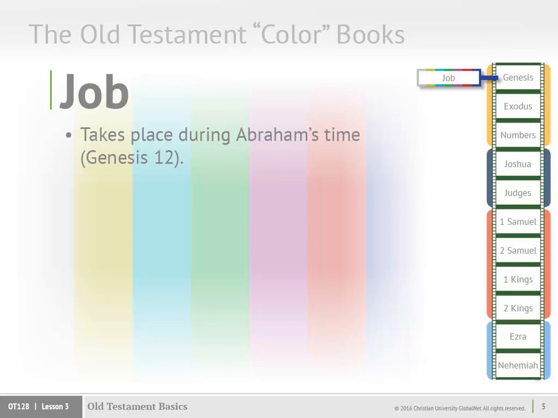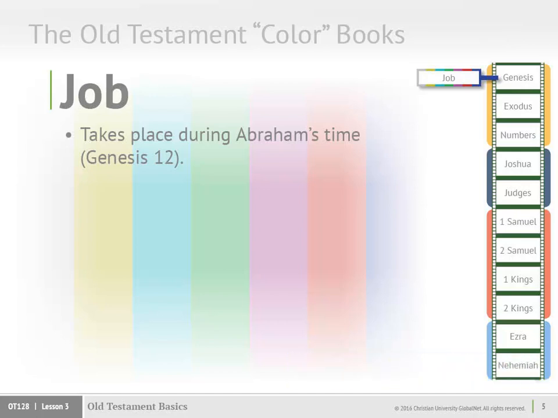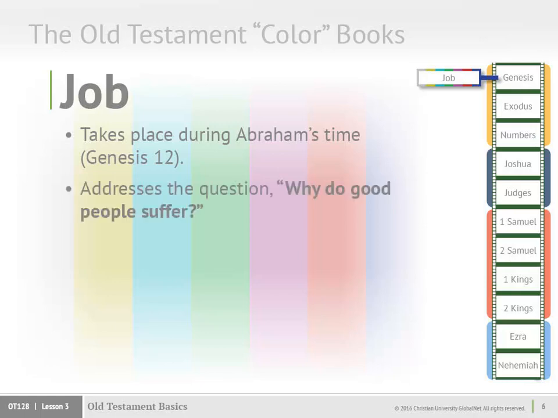We begin with the book of Job because Job was a contemporary of Abraham and chronologically is the first of the color books. So when you think of Abraham's story in Genesis 12, that's where Job fits into the timeline. But since Job doesn't move the biblical storyline forward, we include it with the color books.